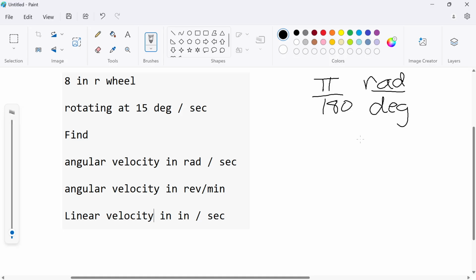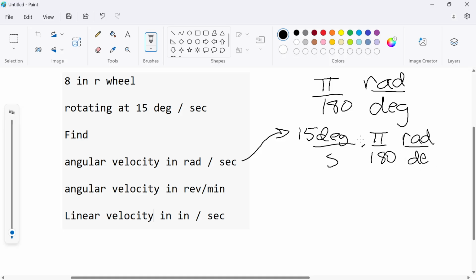So to get angular velocity in radians per second, I take 15 degrees per second and multiply that by pi over 180 radians per degree. Degrees cancel out. And what does this come out to? 15 pi over 180 radians per second.